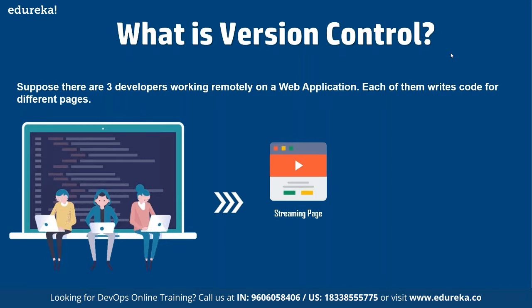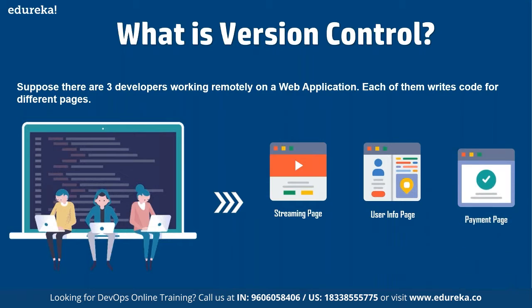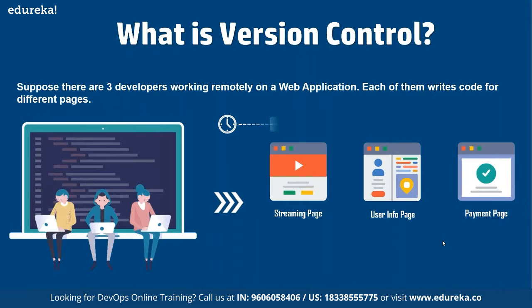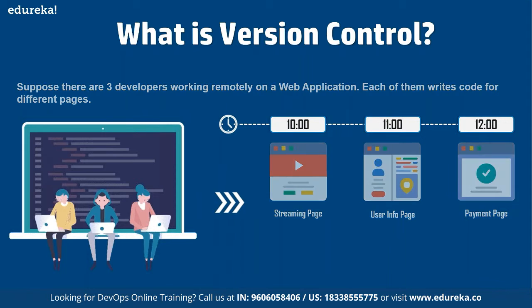For example, let's suppose there are 3 developers who are working remotely on a web application. One developer is sitting in Sydney, the other one is in Singapore, and the other one is in Mumbai, and they all are working on the same project. One is working on the streaming page, the other developer is working on the user information page, and the third developer is working on the payment page. Correct? They all are working on different pages, and they are all submitting the code at different points of time as well.